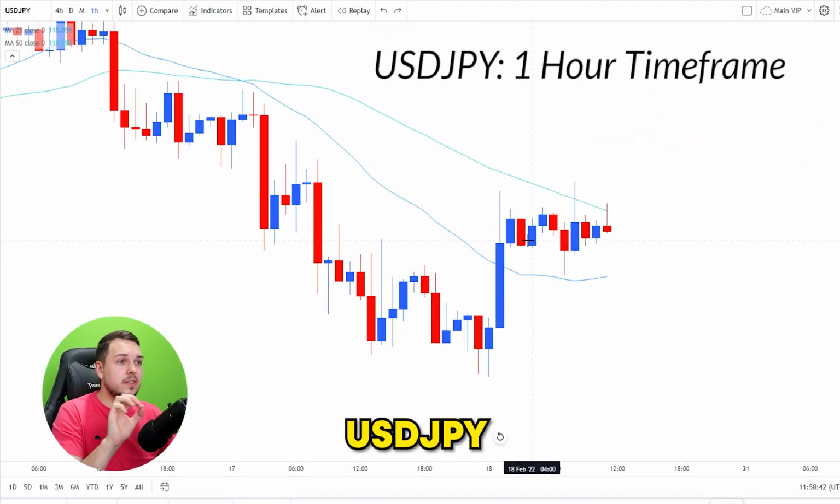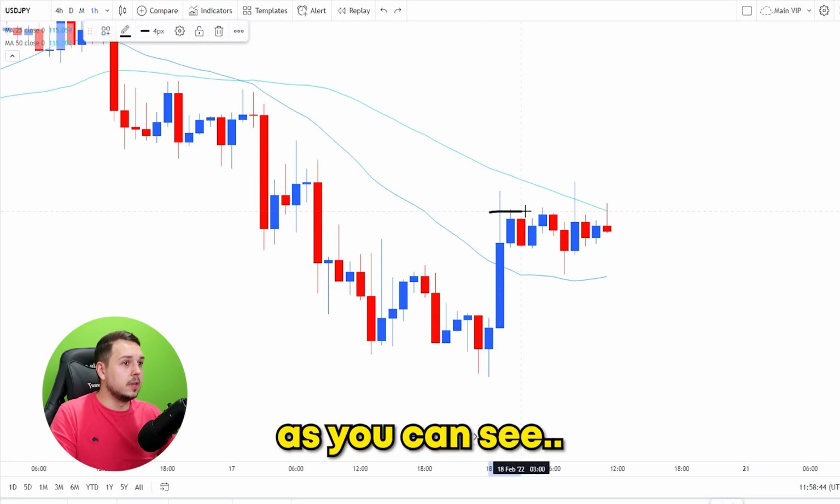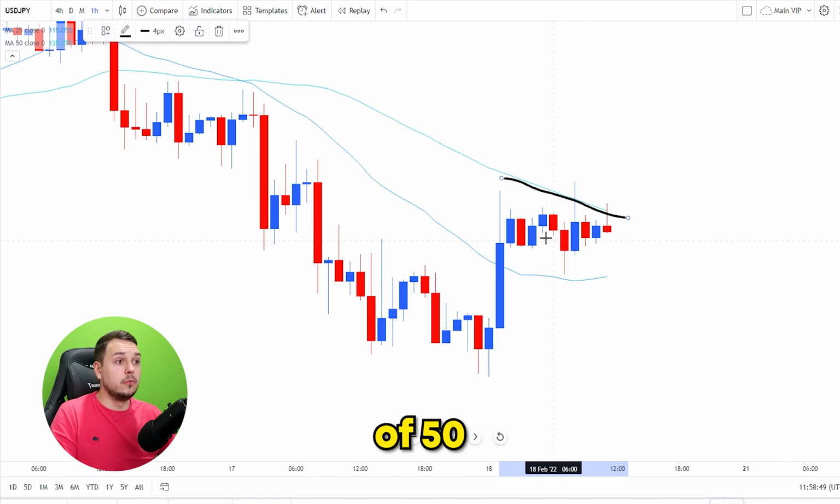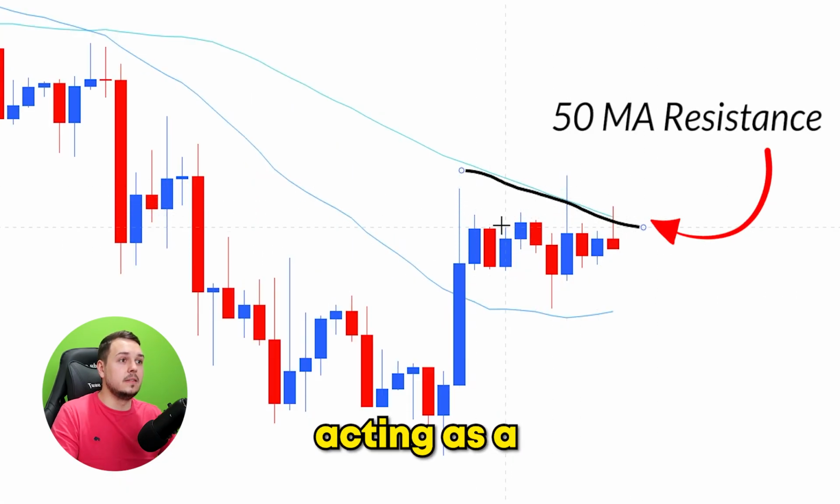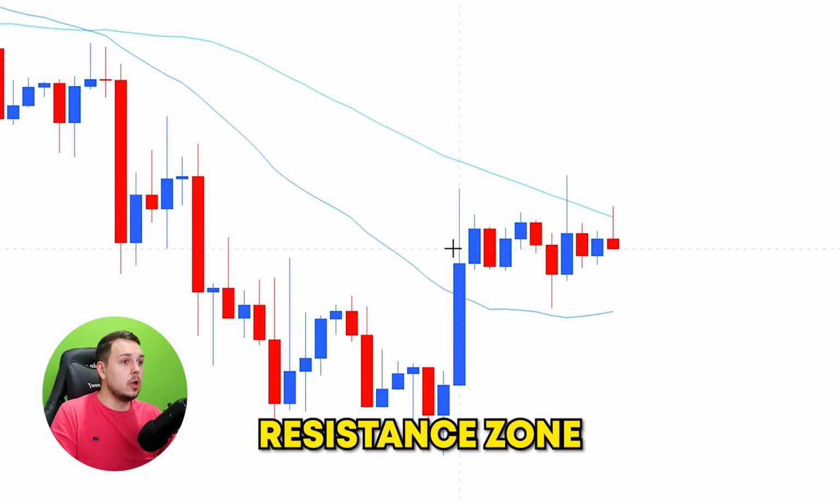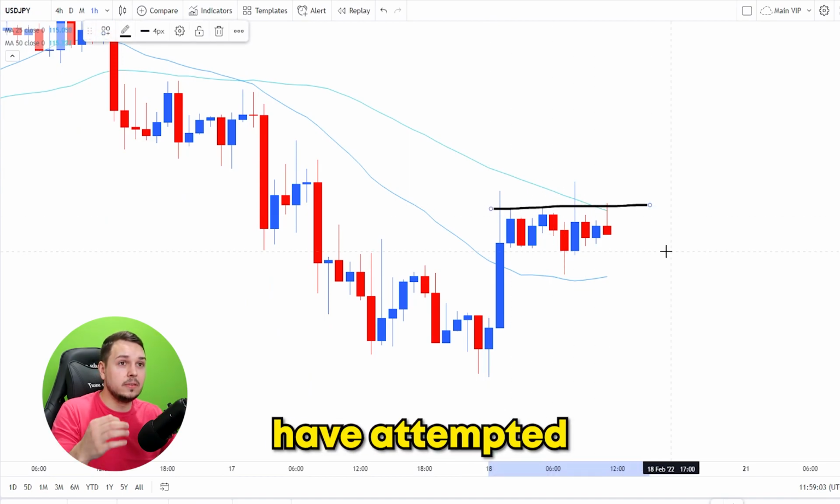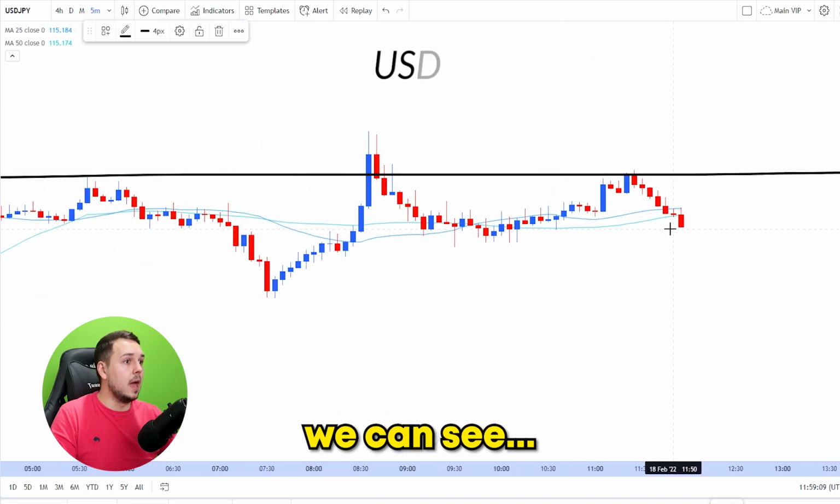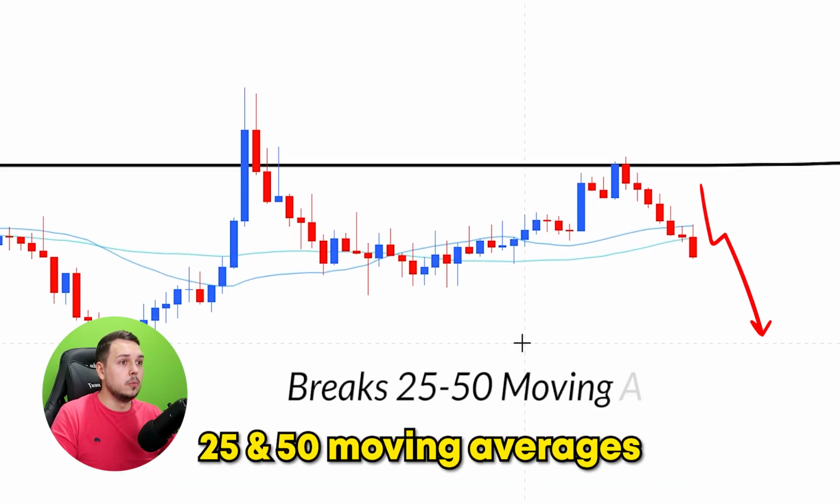And then I found USD Japanese yen on the 1 hour time frame. As you can see, a nice area of resistance. The moving average over here of 50 is definitely acting as a super strong resistance zone, and many times the candlesticks have attempted to break this resistance. However, on the 5-minute time frame, we can see a nice break of the 25 and 50 moving averages.